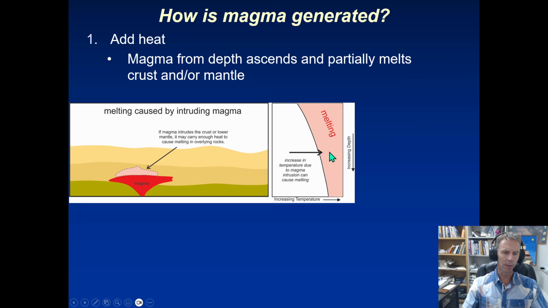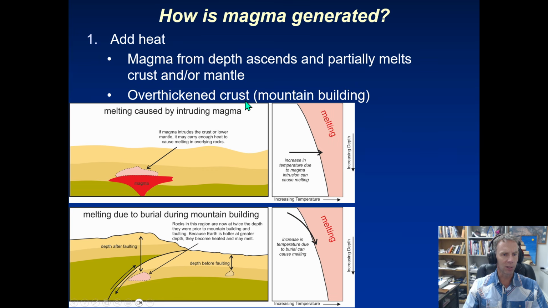It's becoming a different material. So this is one way that planet Earth creates igneous rocks and magmas, by adding heat, but there's another way we can do this by adding heat, and that's by over thickening the crust, which is commonly associated with mountain building.